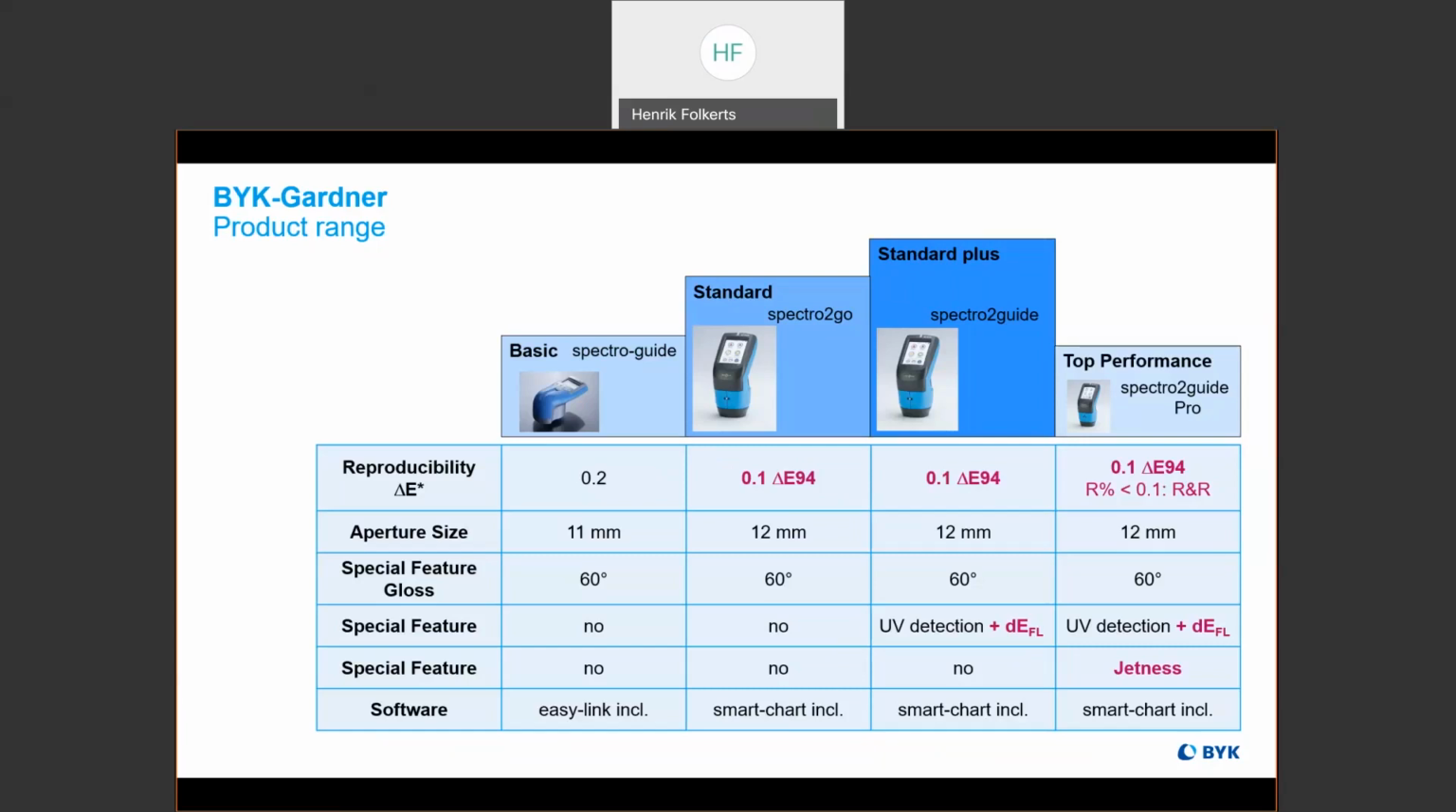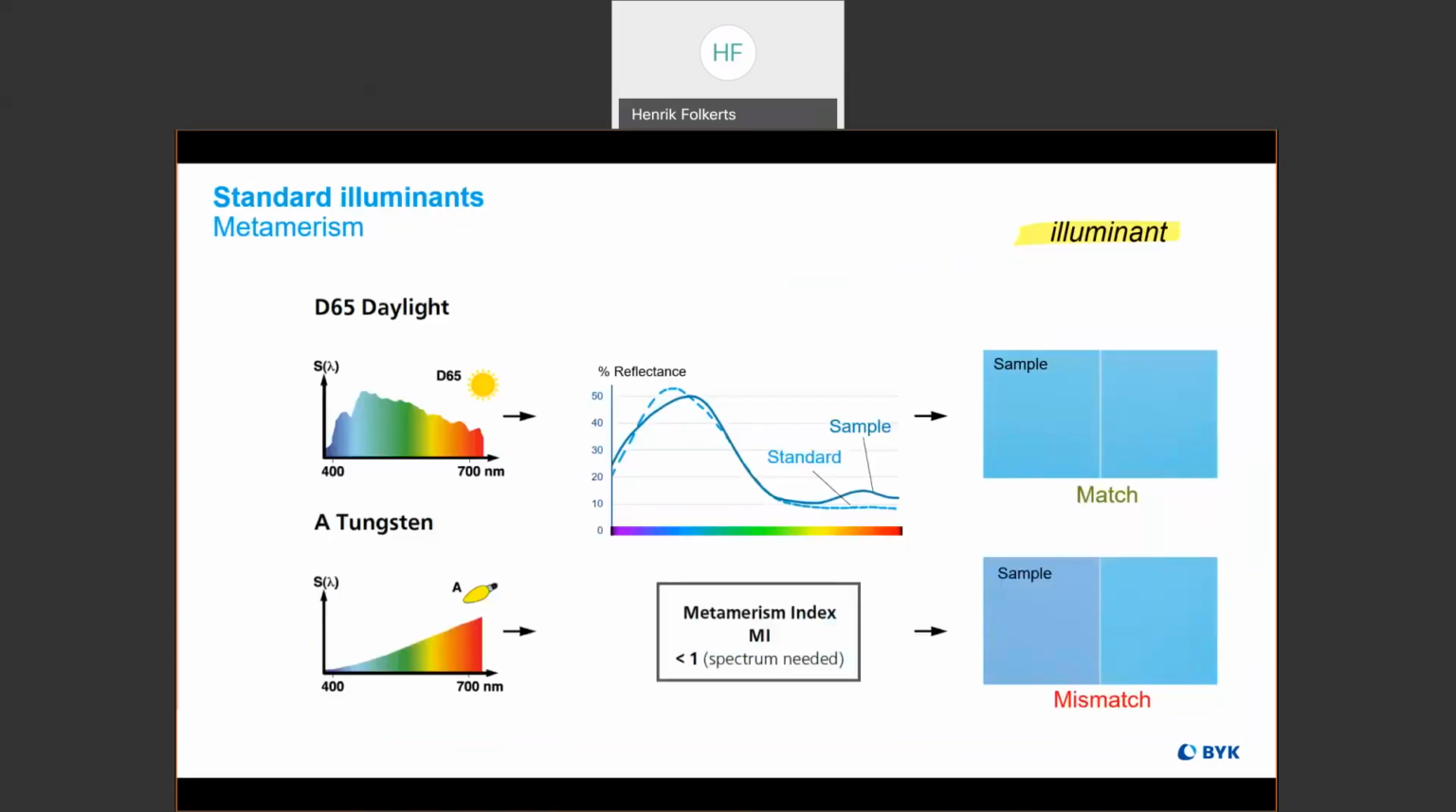Is there another way to measure metamerism? You definitely need a spectrophotometer to have a metamerism index, because you really need the differences between the spectral curves. If you just have a color meter, then you have no spectral curve, and then you cannot receive any data, as you can see here.